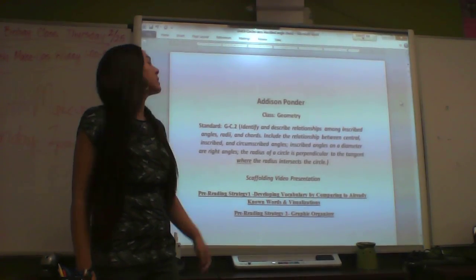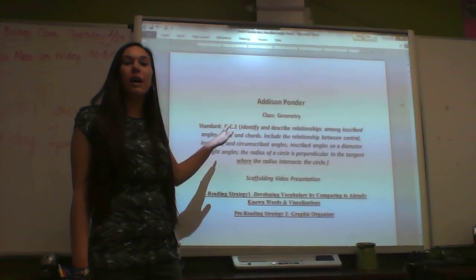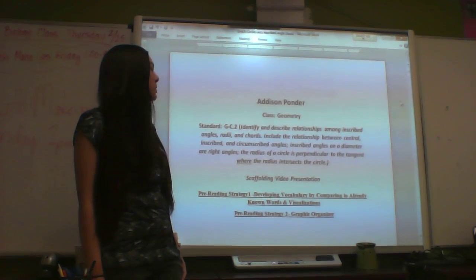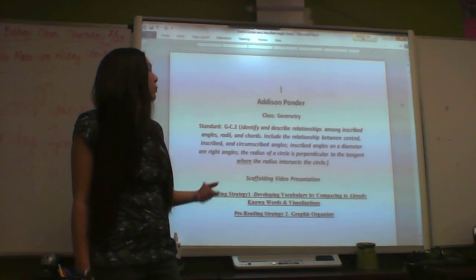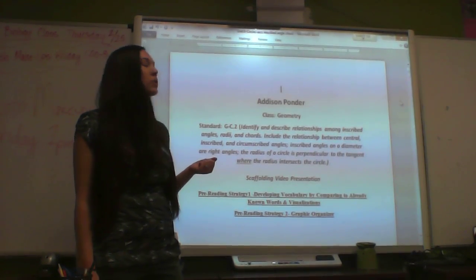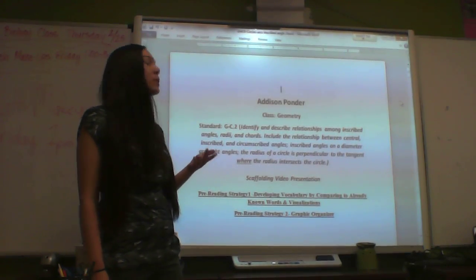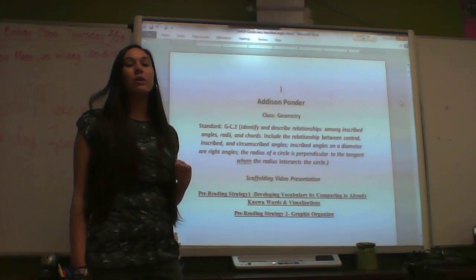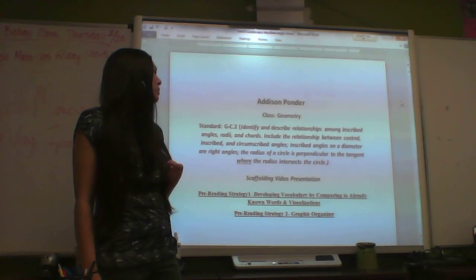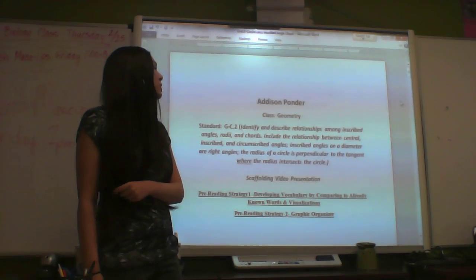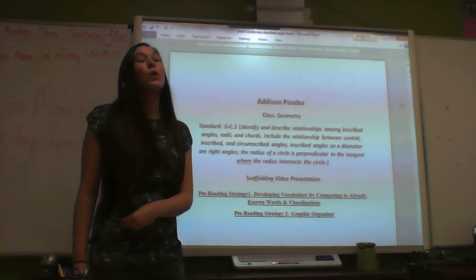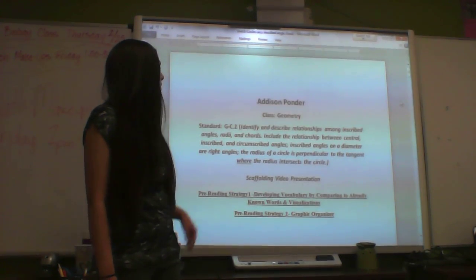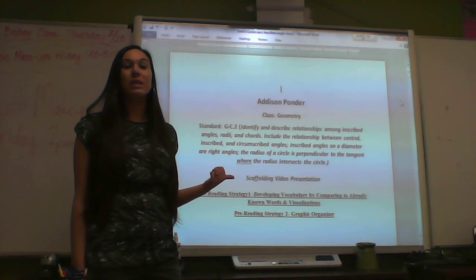Today we're going to be focusing on the standard G.C.2: identify and describe relationships among inscribed angles, radii, and chords, including the relationship between central, inscribed, and circumscribed angles. Inscribed angles on a diameter are right angles, and the radius of a circle is perpendicular to the tangent where the radius intersects the circle. This is my scaffolding video presentation.